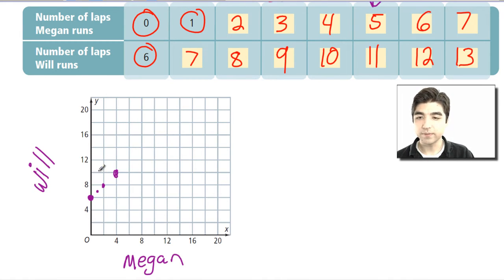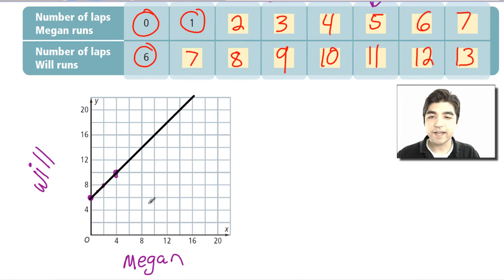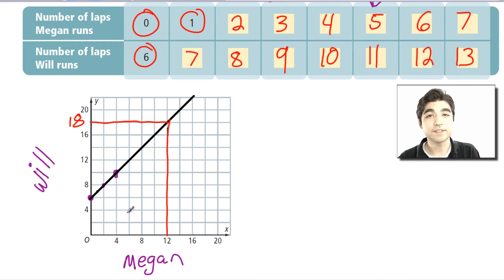Now this is cool because we can see that the dots are going in a straight line here. This is called a linear equation. Let me draw a line through this real quick. I'll start a line here and go through here. What's cool about this is that graphs can show the pattern for a really large amount of data. Even though we don't have any data for Megan running 12 laps, since our table stops at 7, we can still look at the graph. If Megan ran 12 laps, go up here, and we see that Will ran 18 laps. So graphs are a really cool way to analyze data, and they're used everywhere in our world. It's really important that you learn this to be successful.